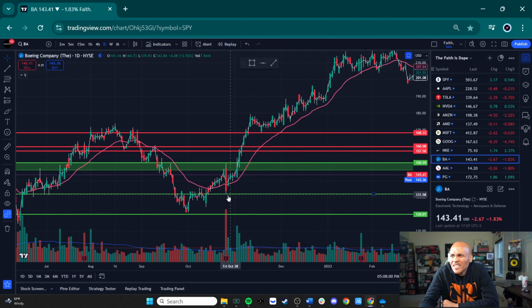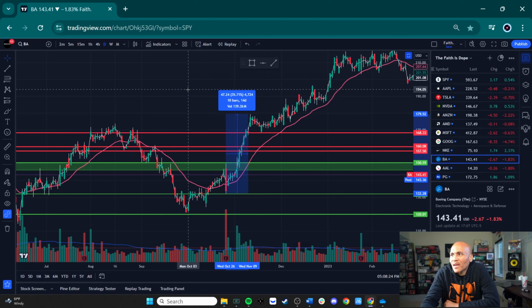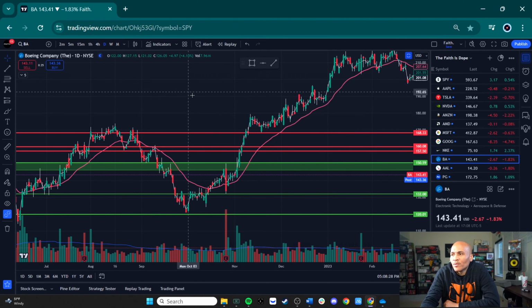That was a nice bounce off that 132 level, from 132 to 179. Beautiful bounce off of that level. $47 move, or 35%. That was a beautiful bounce, right?